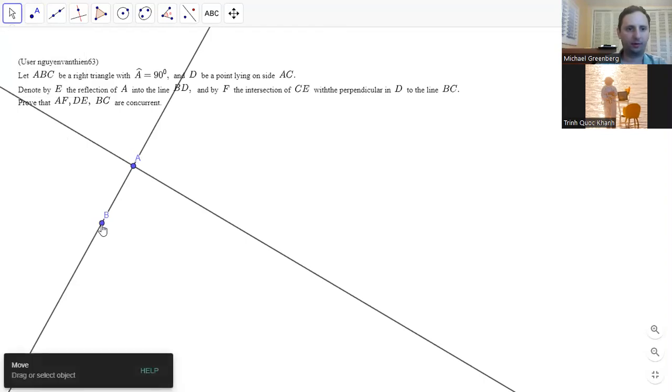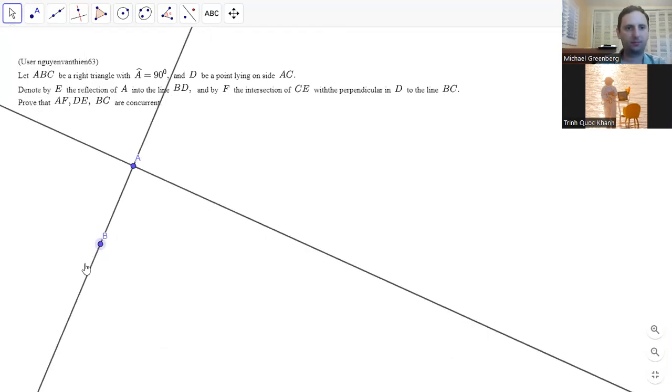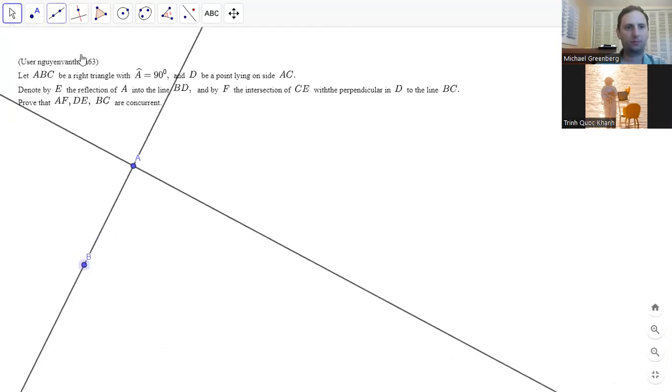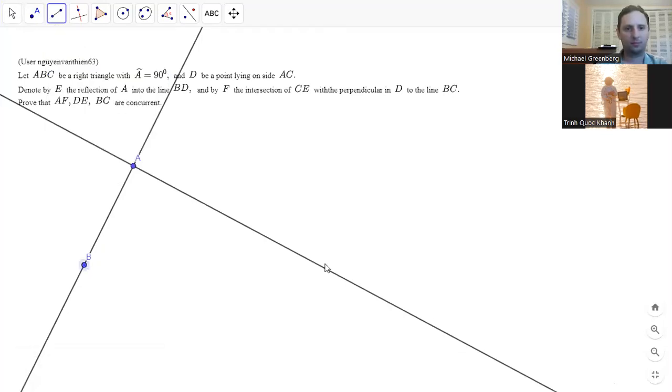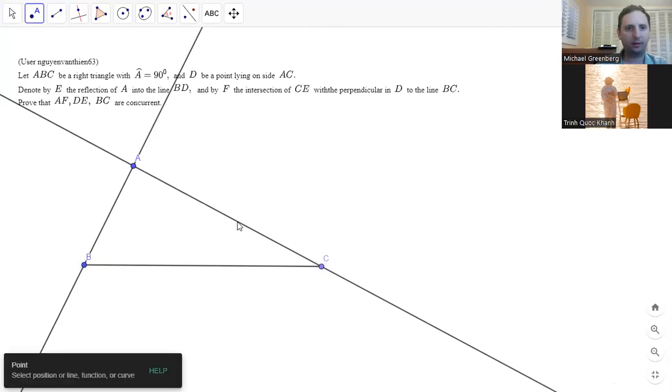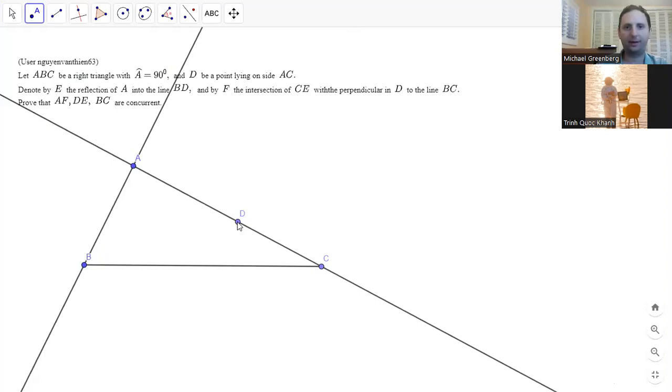Something like this. So D is a point on AC, and then E is a reflection of A on BB.